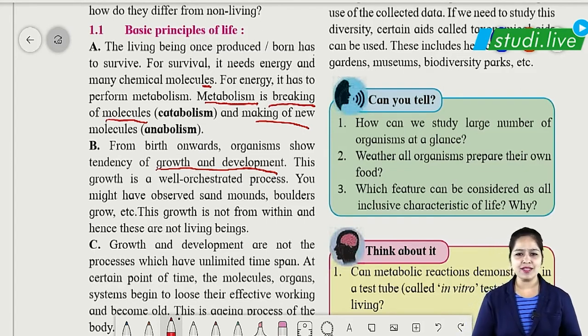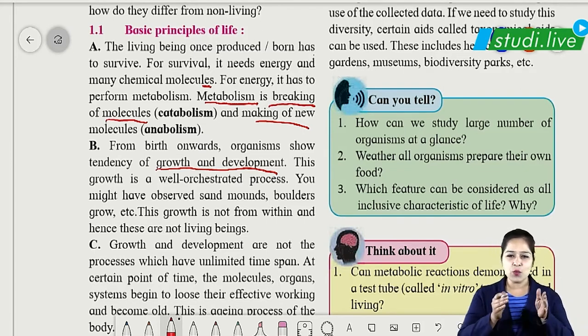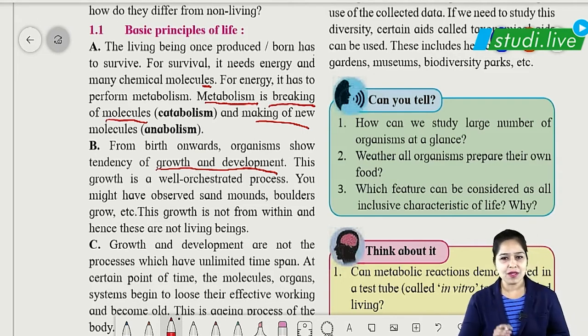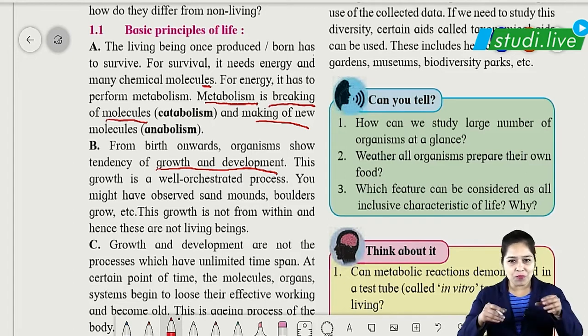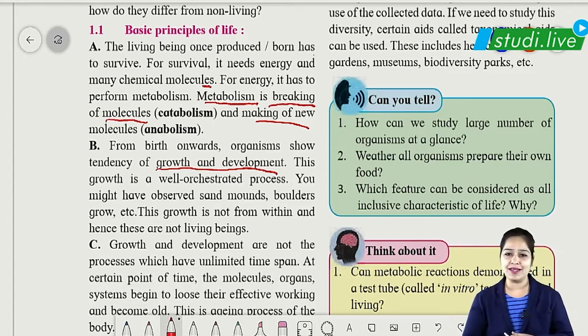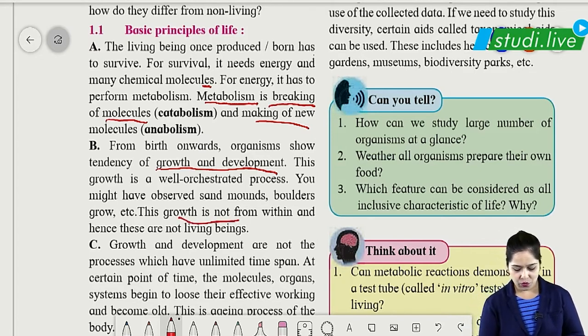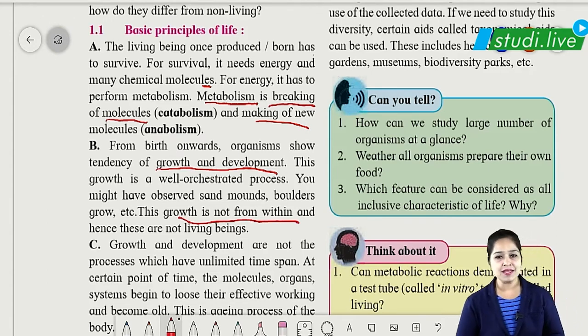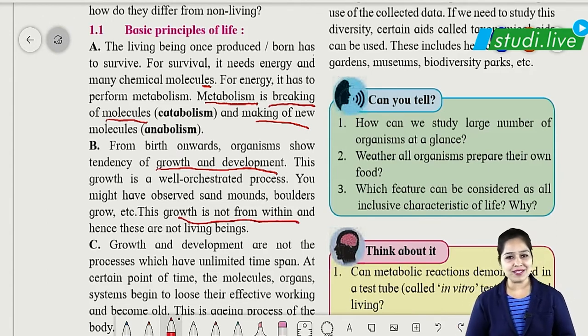Now one question: you must have seen sand molds. We keep putting on sand and the sand grows, but that is not living. Why? Because the materials are not added from within, they are added from outside. The growth which takes place in a living organism takes place from within, that is from inside. So new materials are added from inside. Hence the above examples of sand molds or boulders are non-living because their growth is not from within.